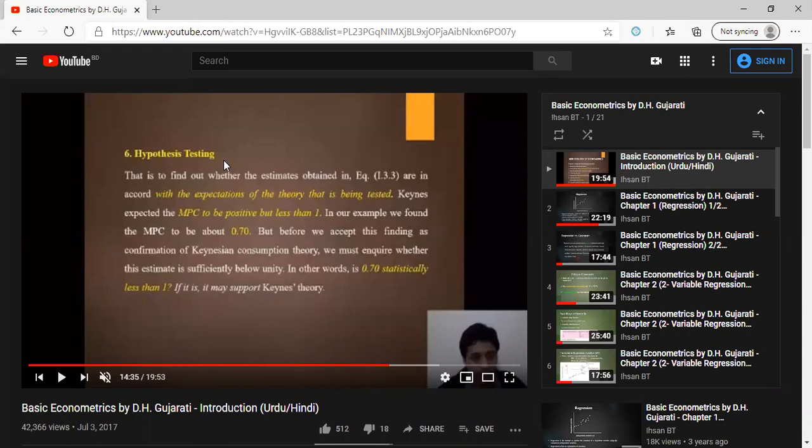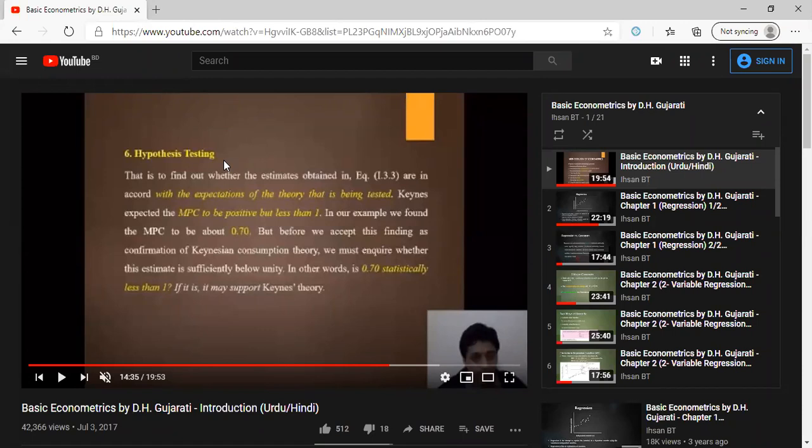What are you using to test that? You are using the sample information. You are using sample mean to test population mean. Will you remember this? Yes. You guys have already done probability statistics. You cannot forget this basic stuff. So here also we'll do hypothesis test.